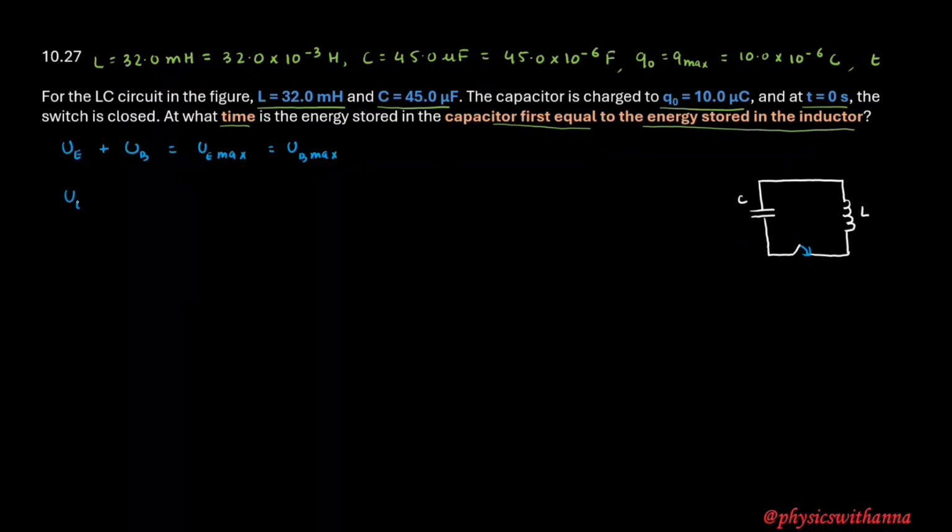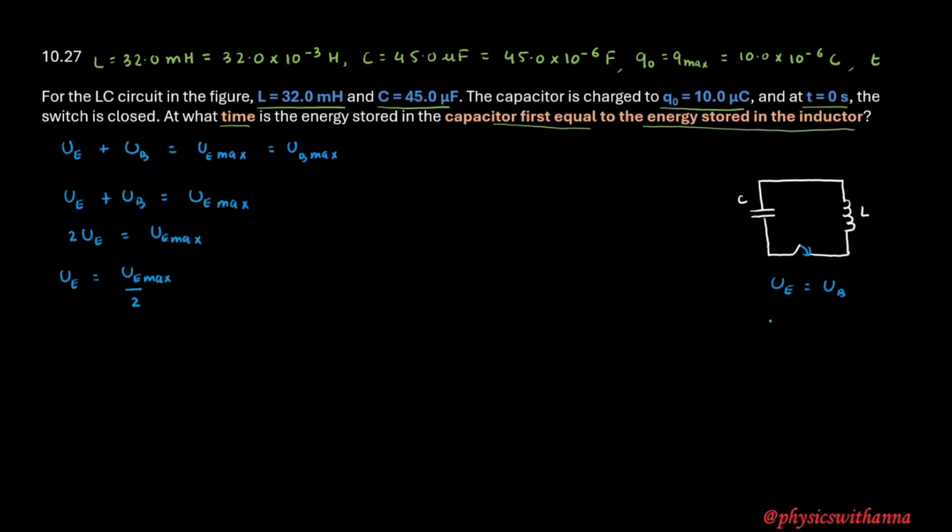So I'm going to write UE, which is energy across capacitor at any given instant in time, plus energy across inductor to be equal to UE max. Now we want energy across capacitor to be equal to the energy across inductor. We need to find that time. So I can just write them both to be equal to UE. So UE plus UE will give you 2 times UE equals UE max. I'm writing this in terms of UE max because we have the charge Q and we can find maximum energy using the maximum charge Q. So let's rearrange. I get UE to be equal to UE max by 2.